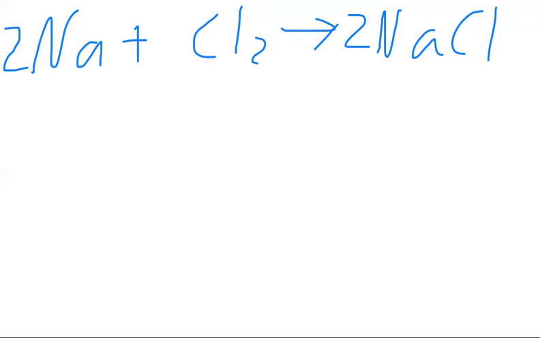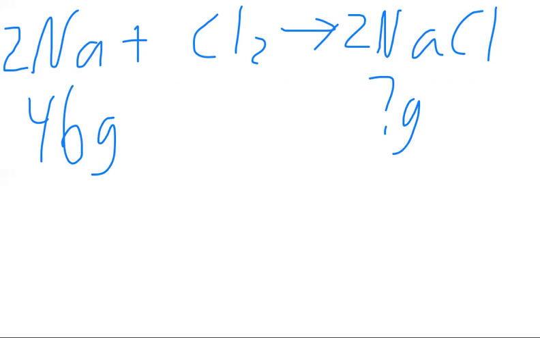All right, so use ptable.com, and if you do, you'll find out that the atomic mass of sodium is 23 grams per mole, and the atomic mass of a single chlorine atom is 35.5 grams per mole. So what I want you to do is to go ahead and ask yourself this question. If I start with, let's say, 46 grams of sodium, how many grams of sodium chloride will I get?